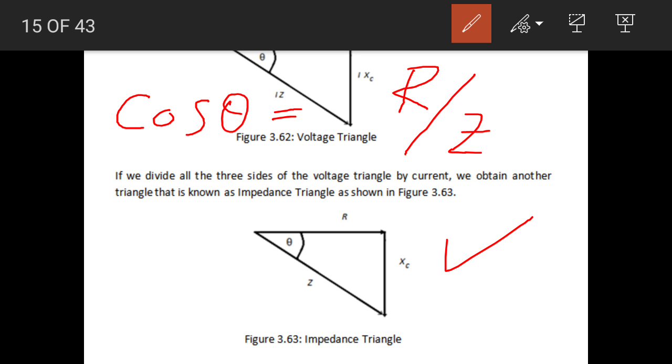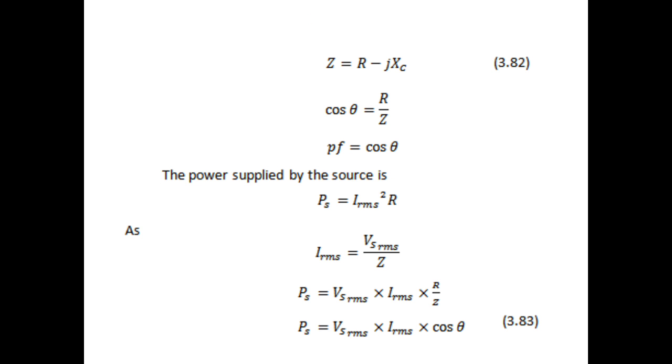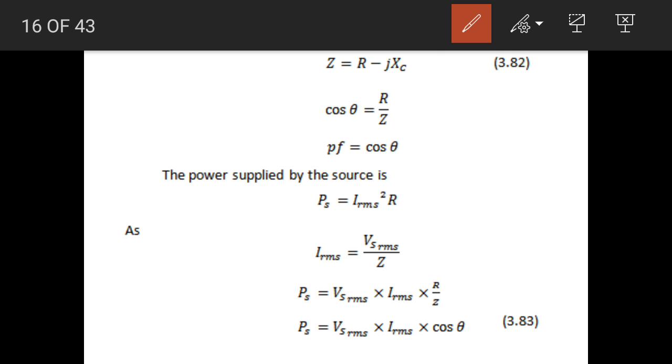So if you want to calculate the power factor of this series circuit, the power factor will be equal to cos theta, and we can calculate cos theta with the help of the right hand side of this equation, which is R by Z. So the power factor of this series circuit is equal to cos theta, where cos theta is equal to R by Z.